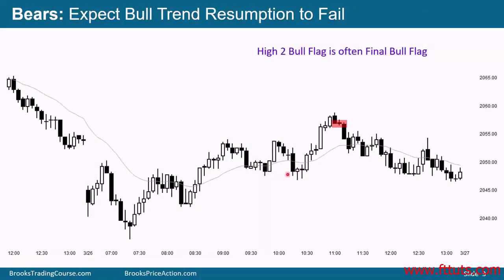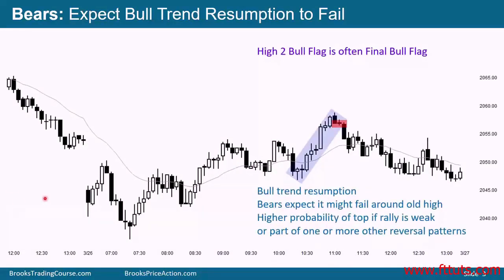We have a double bottom bull flag. Every double bottom is a high 2. So a bull trend, bull breakout, pullback, resumption, a double bottom, slightly lower low. And when you get a double bottom bull flag, a high 2 bull flag, 20 or more bars into a bull trend, late in the bull trend, you have to be thinking that the next leg up might be the final leg and that the high 2 bull flag might become the final bull flag.